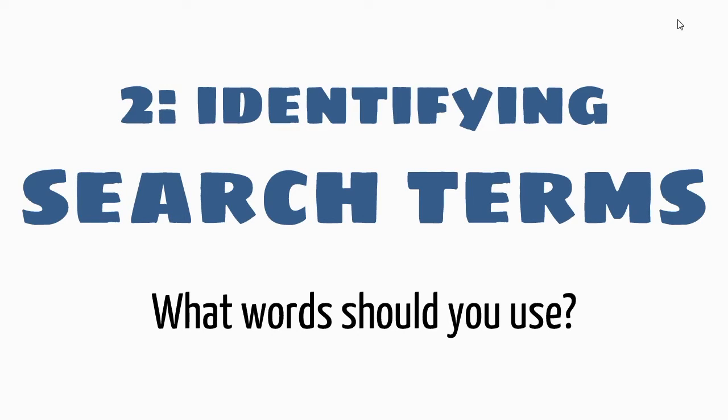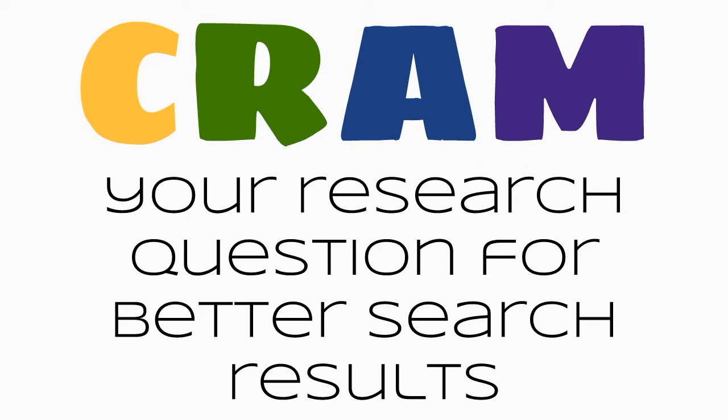Okay, our second goal in learning about databases is identifying search terms. We want to know, what words should you use when you're trying to find information in a database? I'm going to introduce you to a technique called CRAM. So you're going to use CRAM to adjust your research question so you can identify the best words to use when you are trying to get or locate articles in a database.